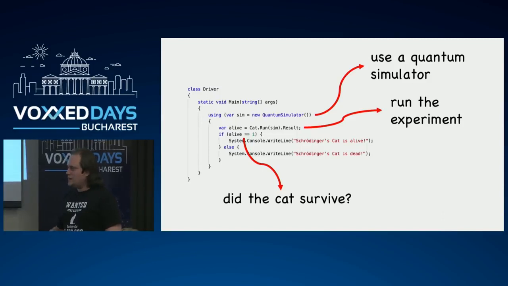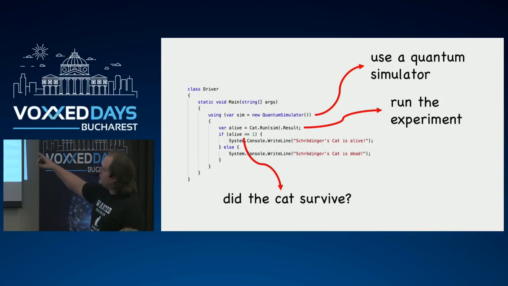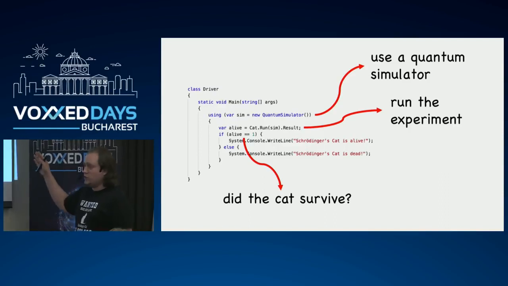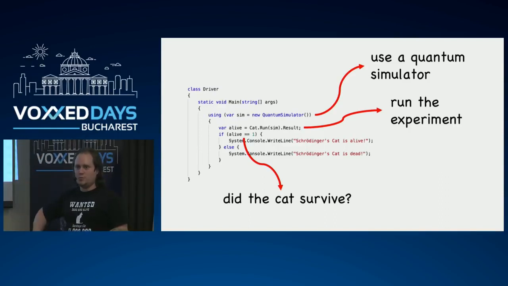And you can run this code on your computer. It runs it just this once, in this case, and it'll either tell you the cat's alive or the cat is dead. And that's it. This will run on your computer.